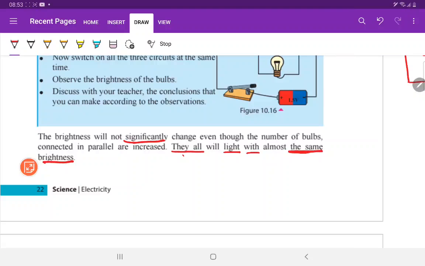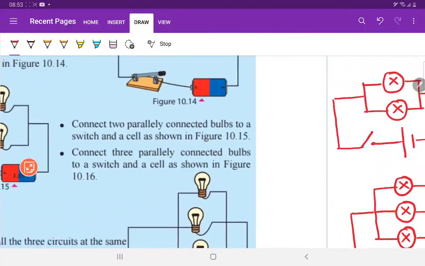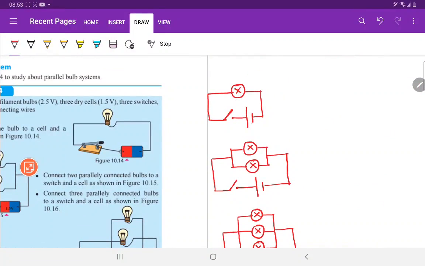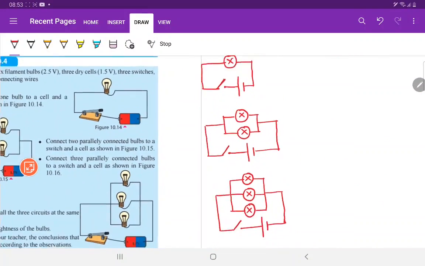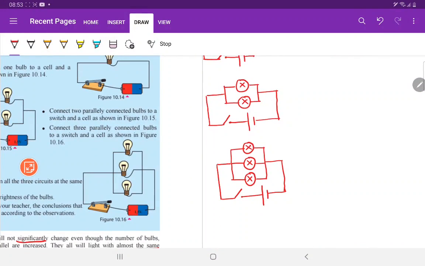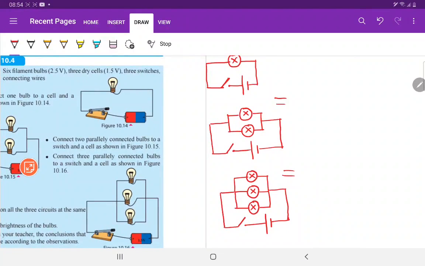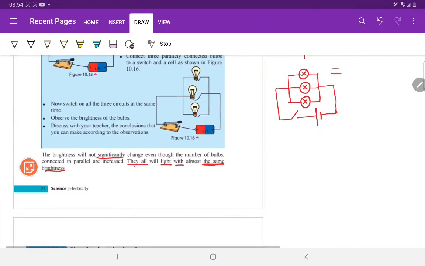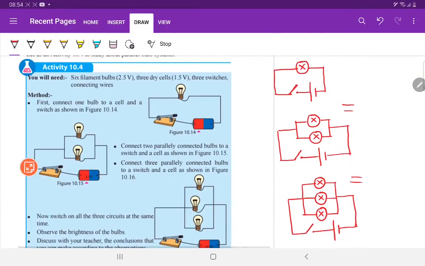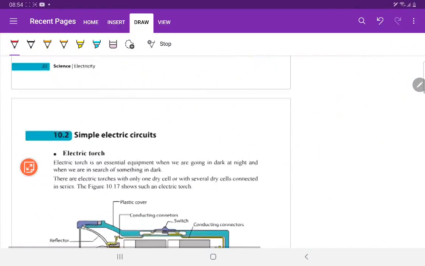Now you see, whether they connected one bulb with one dry cell, or two bulbs with one dry cell, or three bulbs with one dry cell, all are the same. They will light up with the same brightness. Understand, children? So all three have the same brightness. And we also saw that if they connect the cells in a parallel system, the same brightness will be received.